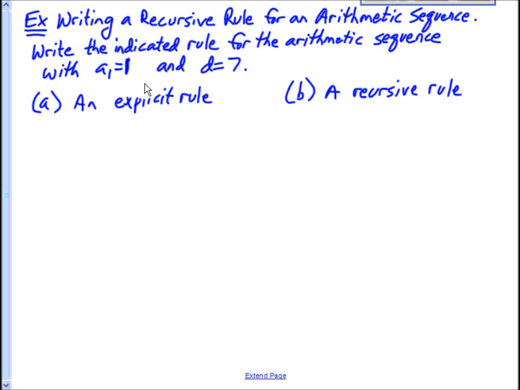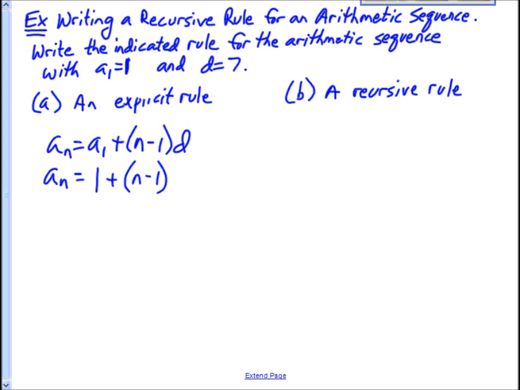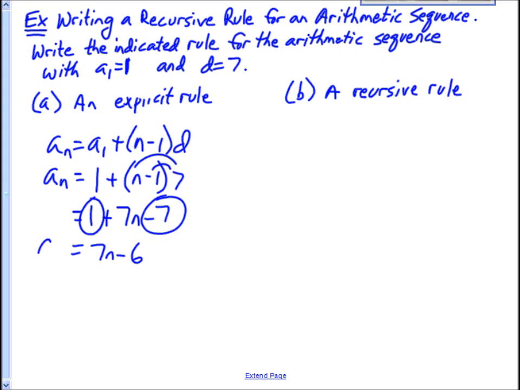First of all, the explicit rule. If you remember the explicit rule, we did this a couple sections ago. There's our explicit rule. So our first term is 1, we leave n as n, and our common difference is 7. If you remember, we distributed that common difference and combined like terms. There's our nth term explicit rule.